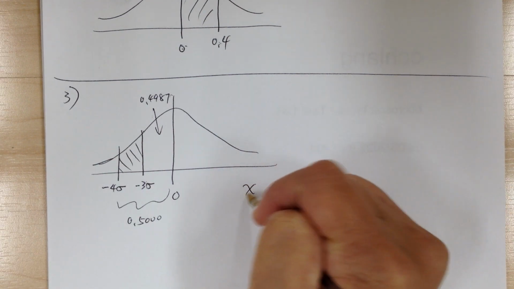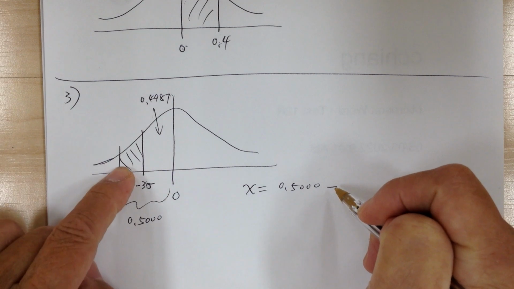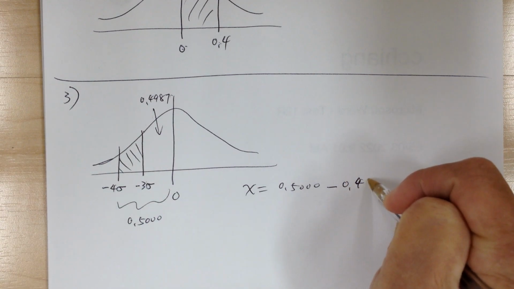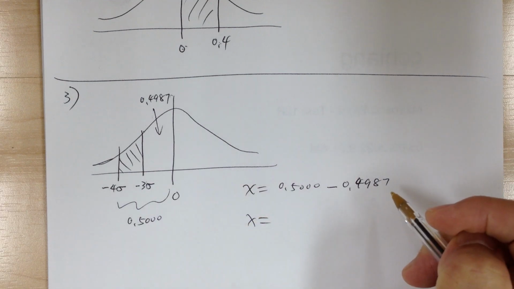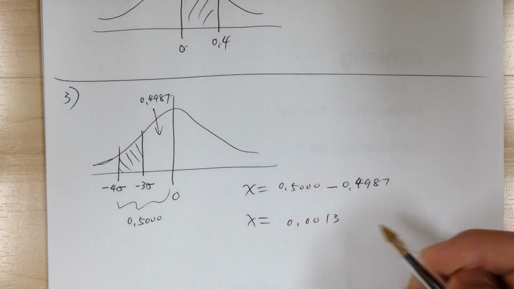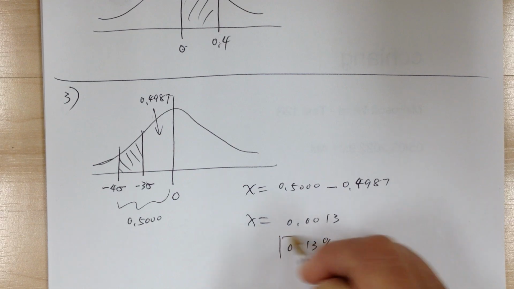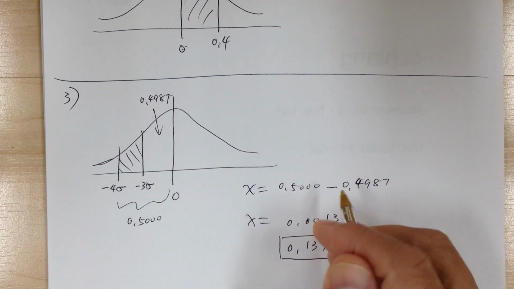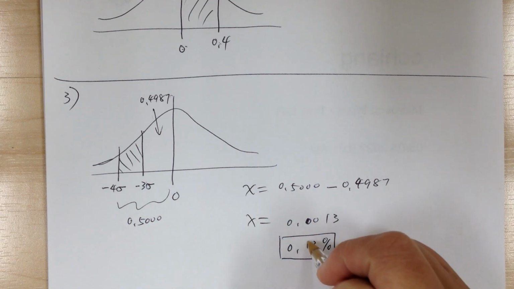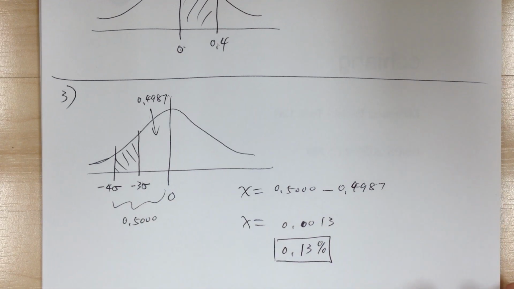you call it x. So x will equal 0.5000, that is this whole thing, minus this, which will give you that. So you subtract, and x will equal 0.0013. And convert into percent, so it would be equal to 0.13%. To convert decimal to percent, you just move the decimal 2 places over. Again, you need to draw the picture to visualize what you're looking for, so you can figure out what you need to add or subtract. Okay, let's go to the next one.